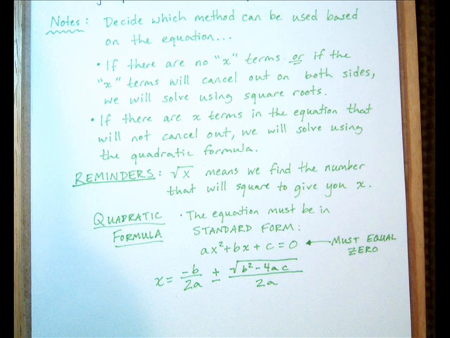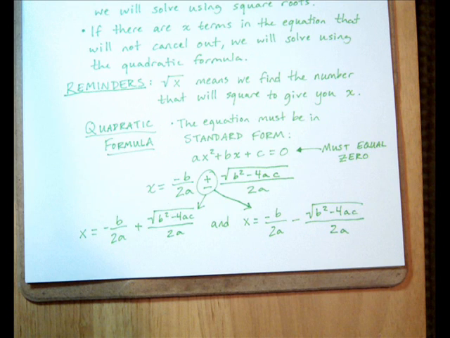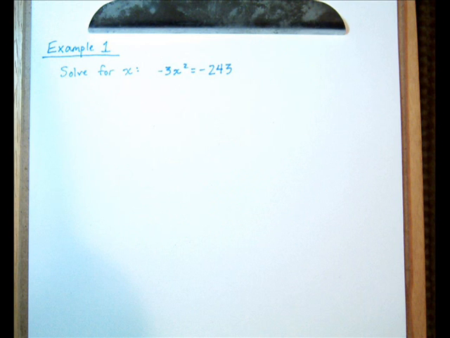Plus or minus just means we go through and add those two sides, the negative b over 2a plus the square root of b squared minus 4ac over 2a, and then we turn around and subtract those values from each other. So that's what the plus or minus means. Make sure that you always add the right side to the left and then subtract the right side from the left. Alright, so let's begin with example question number 1.